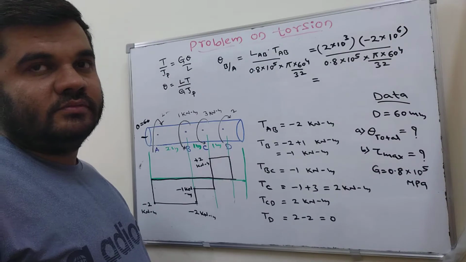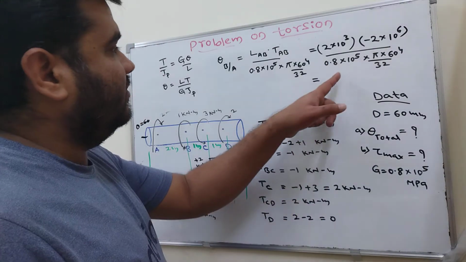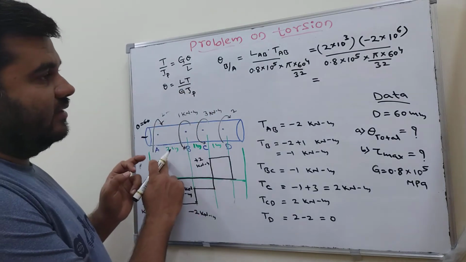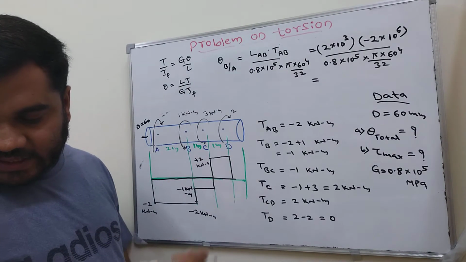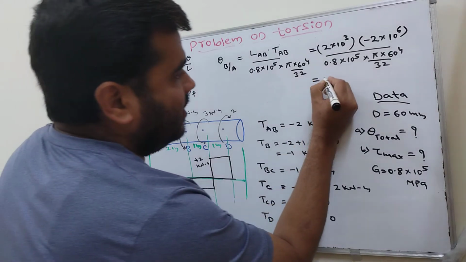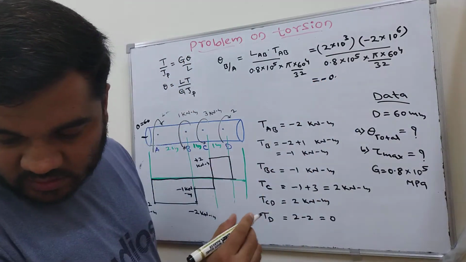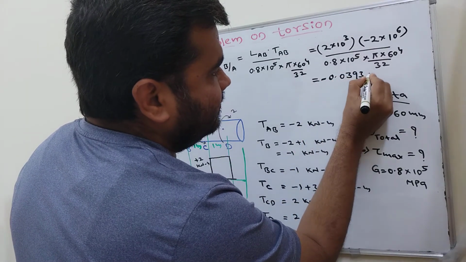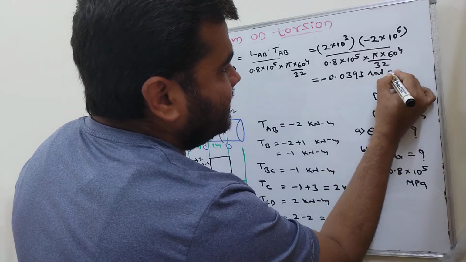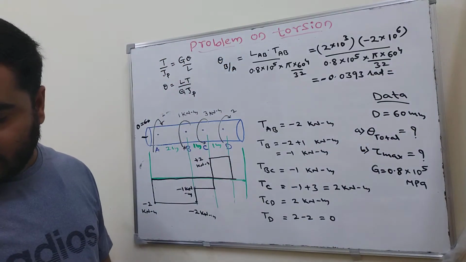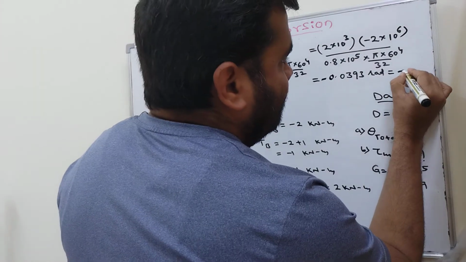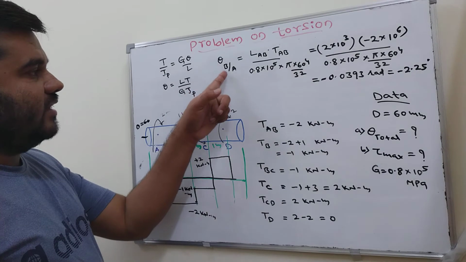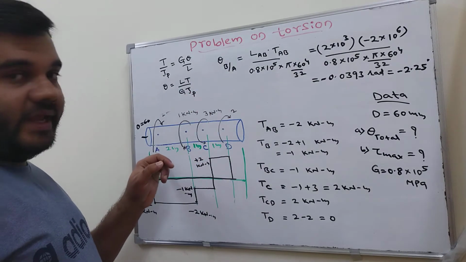Okay. Simplify this and calculate the angle of twist of section B with respect to A. After simplification, we will get the answer as minus 0.0393 radians. Convert this into degrees. If you convert that, we get minus 2.25 degrees. So this is the angle of twist of section B with respect to A.